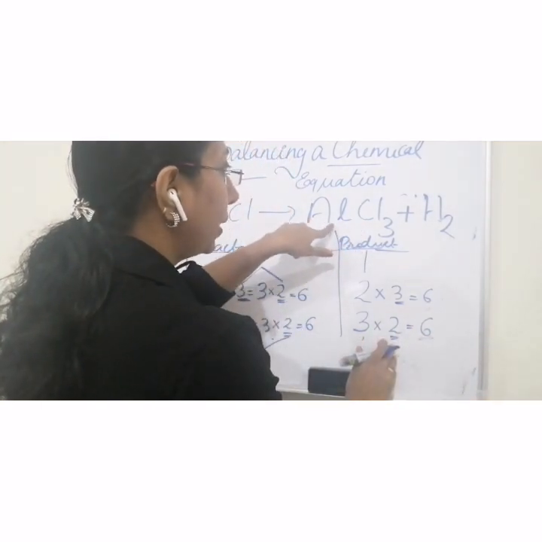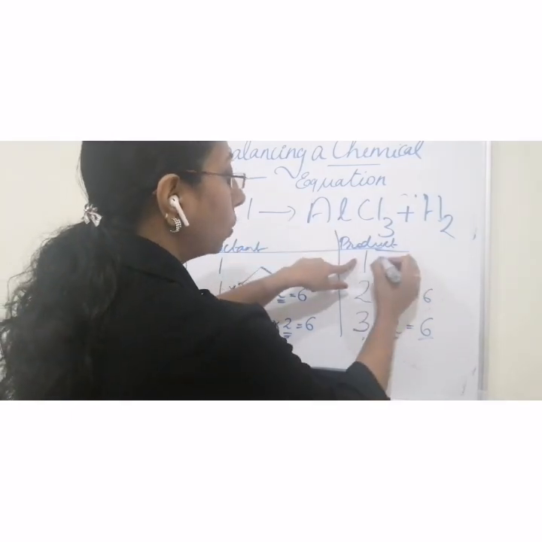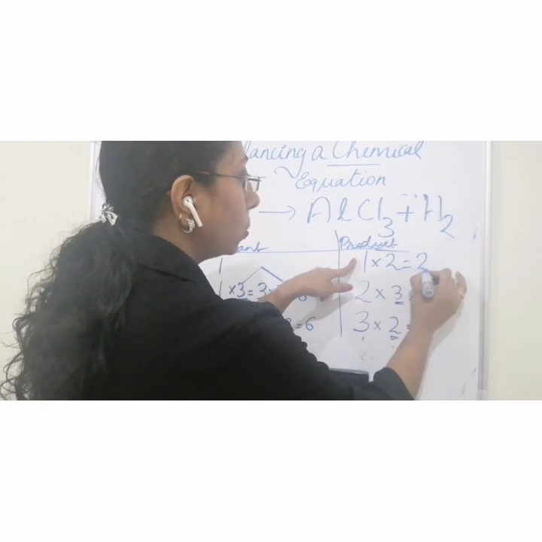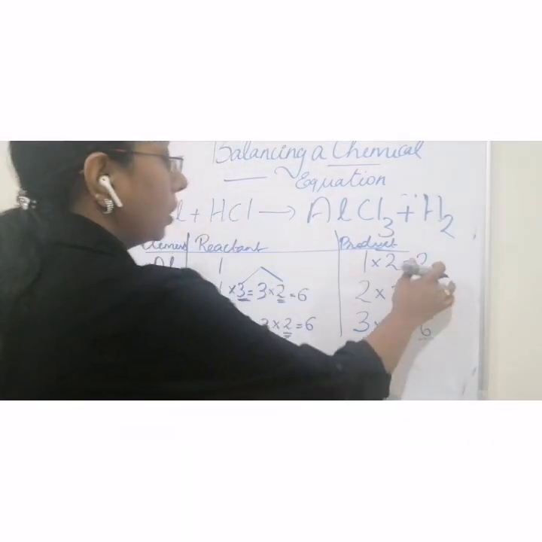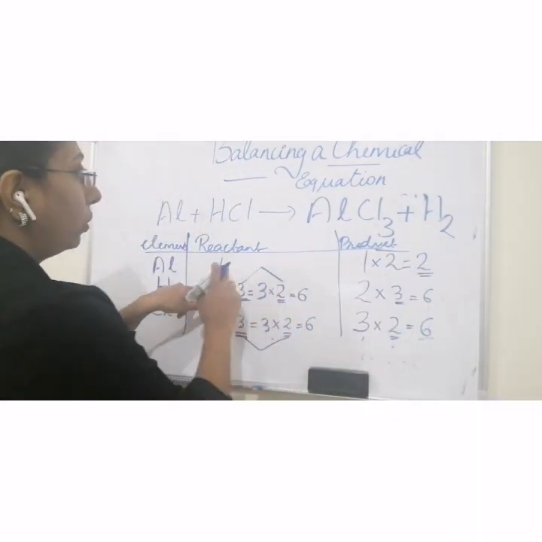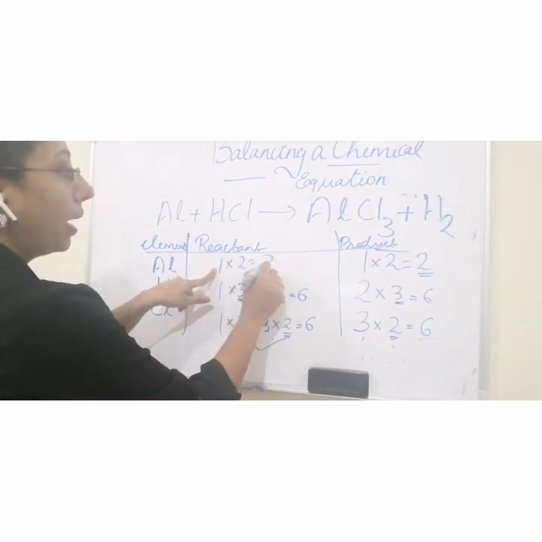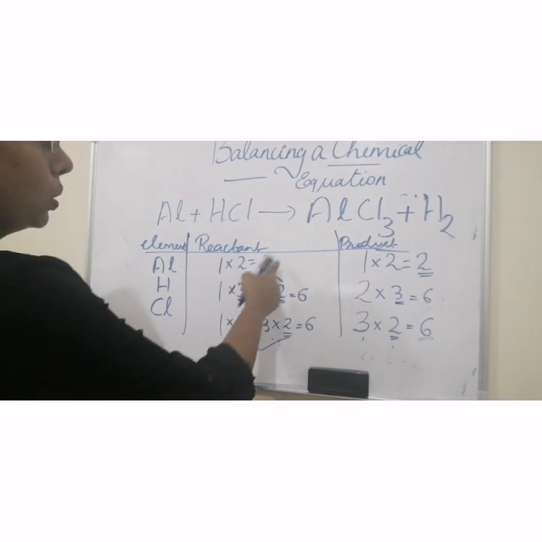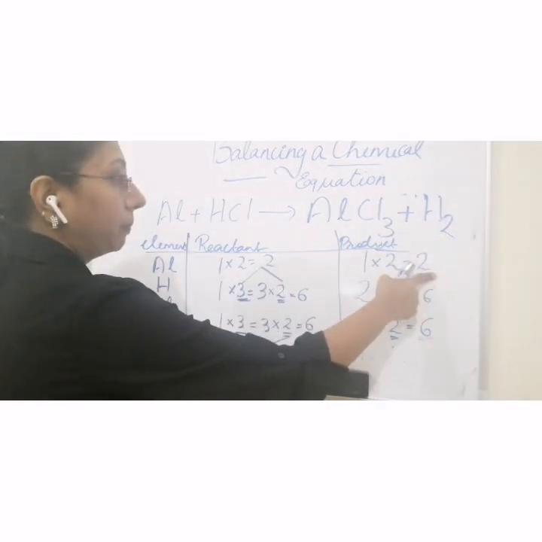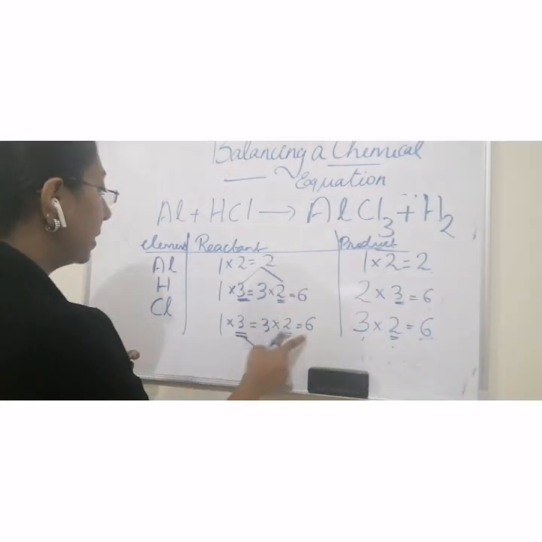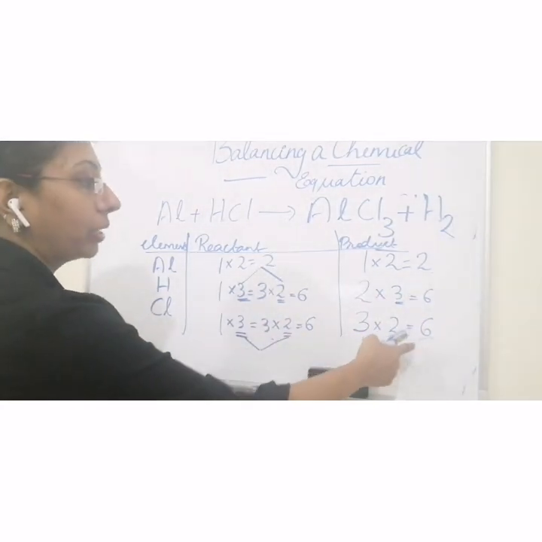It is present with aluminium. So aluminium should also be multiplied. So I will get 2 aluminium. So what do I have to do? I have to balance here. So I have to put here 2. So I get 2. Now we will check. 2 aluminium, 2 aluminium. 6 hydrogen atoms, 6 hydrogen atoms. 6 chlorine atoms, 6 chlorine atoms.